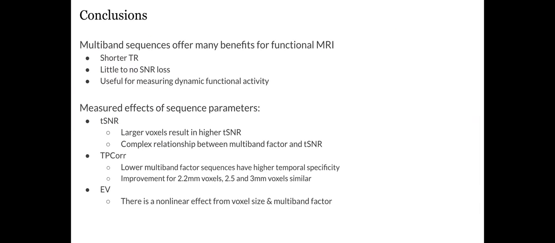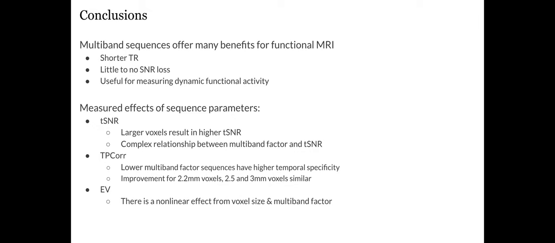Oh, perfect. Okay. So from the end of our presentation, we know that the multiband sequences offer many benefits for functional MRI. They have a shorter TR, they have little to no SNR loss and are very useful for measuring dynamic functional activity with shorter time courses.